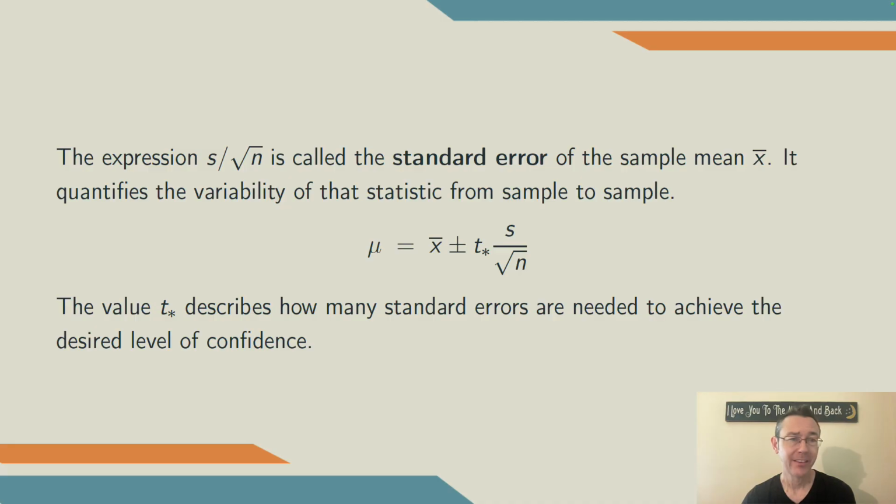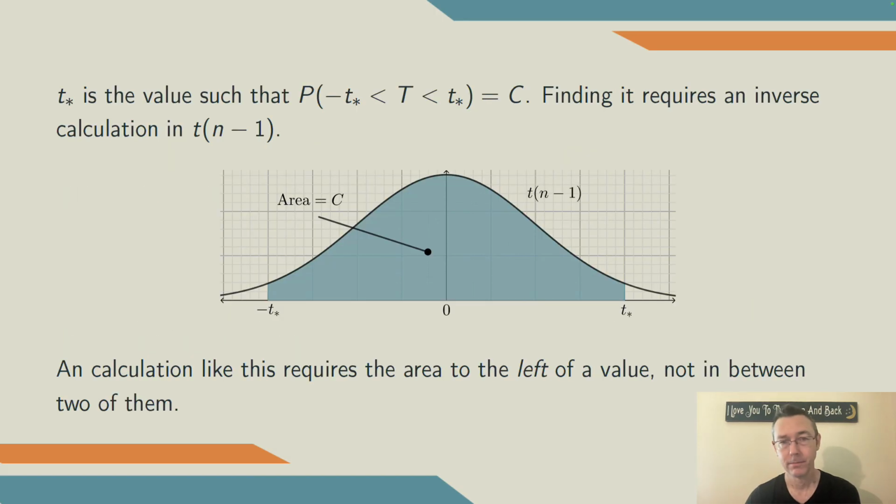The expression s divided by the square root of n in that formula is called the standard error of the sample mean x bar. It quantifies the variability of the statistic from sample to sample. Another way of viewing that is that it is estimating the standard deviation of the sample mean x bar, which we know is sigma divided by the square root of n. The value t star describes how many standard errors are needed to achieve the desired level of confidence.